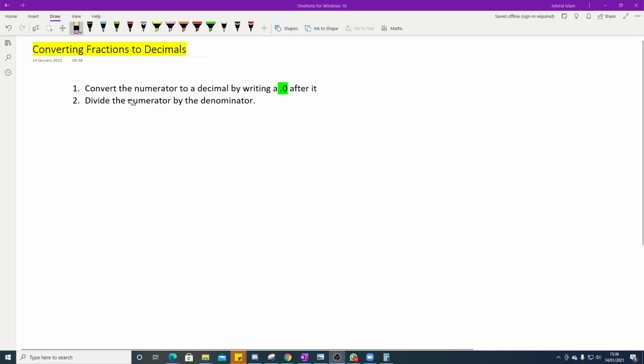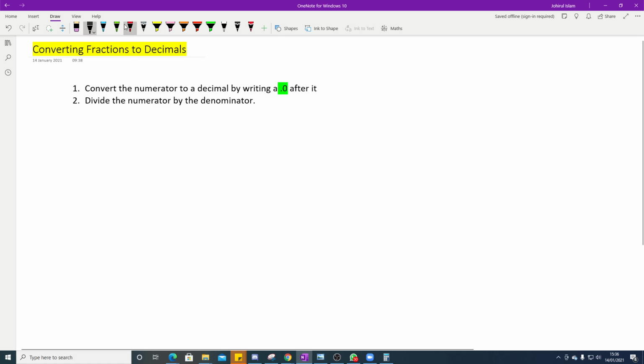The first one is that you need to convert the numerator to a decimal by writing a 0.0 after it. And the second step is to divide the numerator by the denominator.